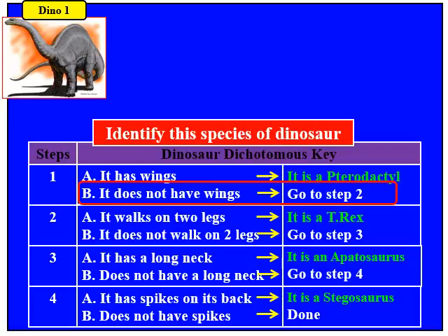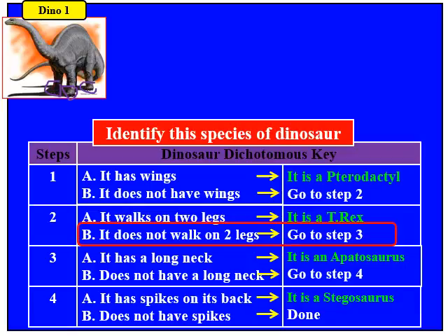At step 2, does it walk on 2 legs or not walk on 2 legs? If we look here, we can go ahead and count. Obviously, it has more than 2 legs, so we're going to say that it does not walk on 2 legs. From there, we go to step 3. Does it have a long neck or not have a long neck?